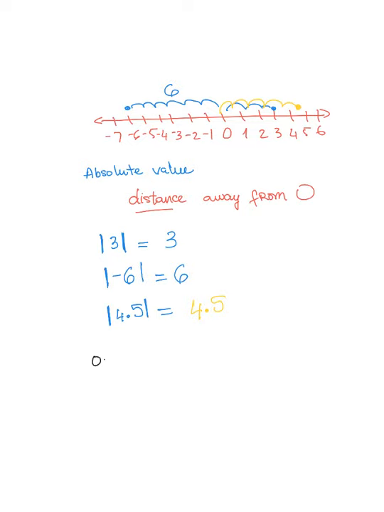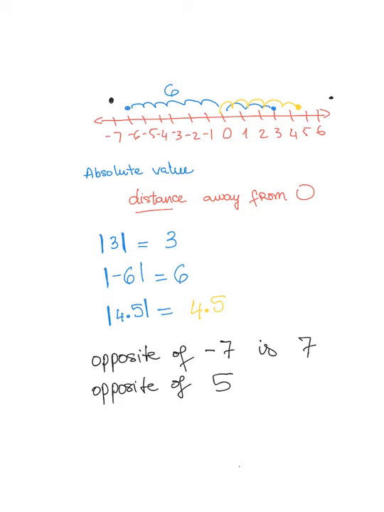What if I'm looking for the opposite of, let's say, -7? Opposite of -7 is 7. Okay, what is the opposite of a number, let's say, 5? So opposite of 5 is -5.